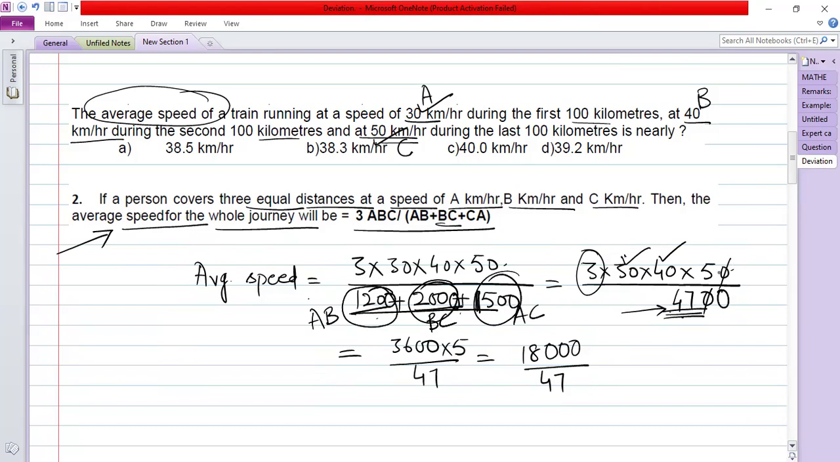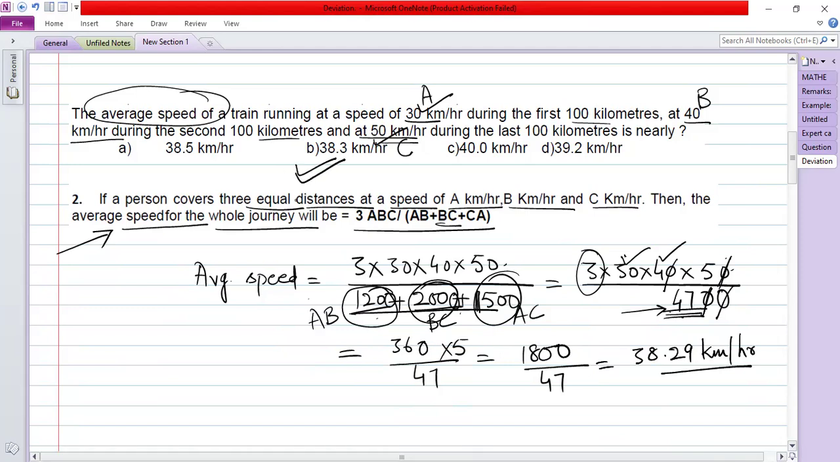Now we can cancel out this zero and even this zero. So now here it will be 360. So it will be 360 multiplied by 5, that is 1800 divided by 47. If one calculates, it comes out to be 38.29 kilometer per hour. So the approximate answer will be 38.3 kilometer per hour. Obviously here it is asked nearly.